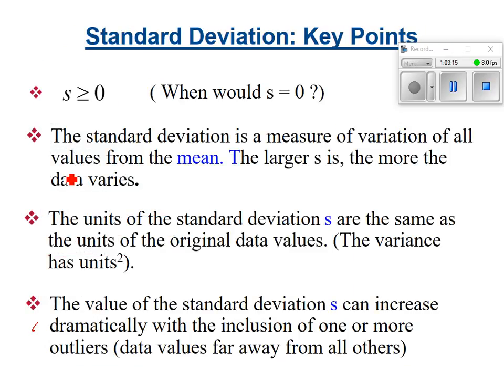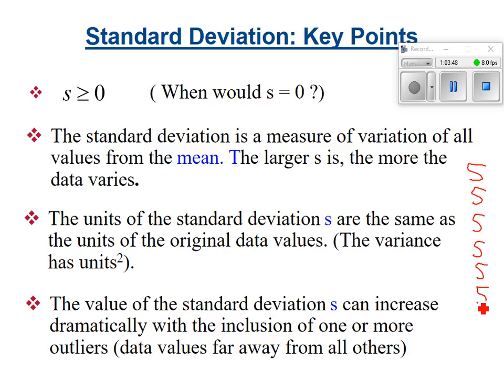Key points with standard deviation. Some key ideas about standard deviation. S, the standard deviation, always has to be greater than or equal to 0. When would S equal 0? When would the standard deviation equal exactly 0? What would your set of numbers look like? It'd all be the same.